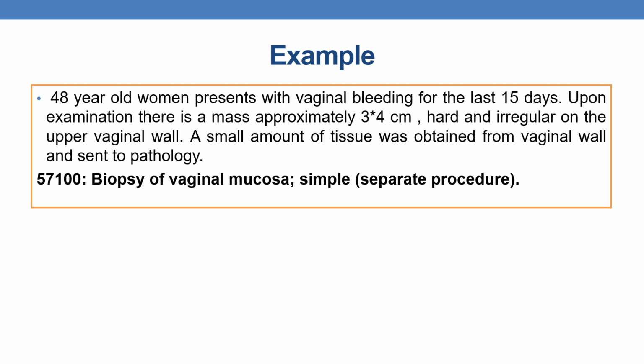Now let us see an example. A 48-year-old woman presents with vaginal bleeding for the last 15 days. Upon examination, there is a mass approximately 3 by 4 centimeters, hard and irregular, on the upper vaginal wall. A small amount of tissue was obtained from the vaginal wall and sent to pathology. So a biopsy of the vaginal wall has been done. So 57100 is the CPT, which includes biopsy of vaginal mucosa, simple.